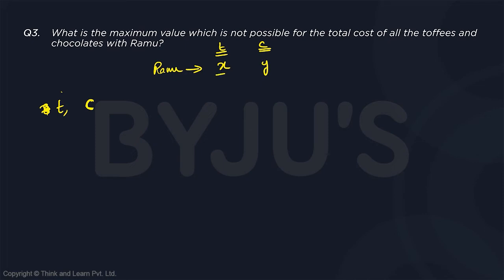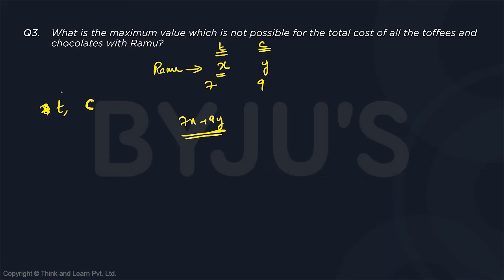So what is the total cost with Ramu now? Anyway, toffees are still 7 rupees, chocolates are still 9, so it is 7x plus 9y. But please keep in mind, x and y can be zeros, but both of them cannot be 0. At least one of them has to be 1. Which means effectively you're talking about x and y being non-negative integers, right?